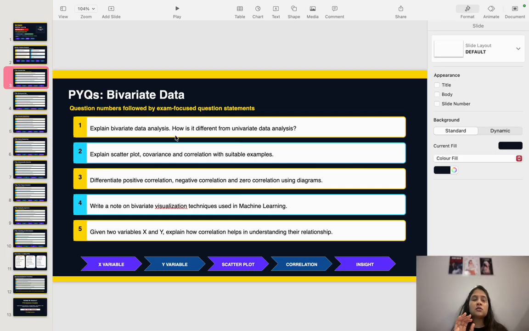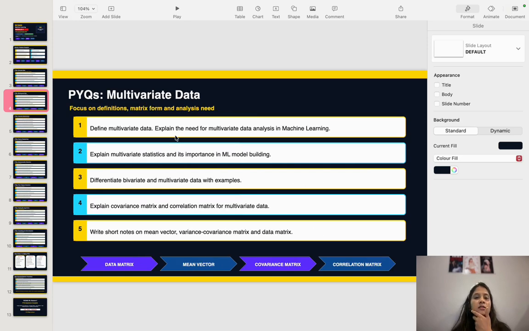Okay, so in this unit or in this module, you have concept based questions and diagrams. Next, you can observe that these are the questions related to bivariate data. Next, you also have multivariate data. So here you can see the questions. Okay, 5 questions I have picked.